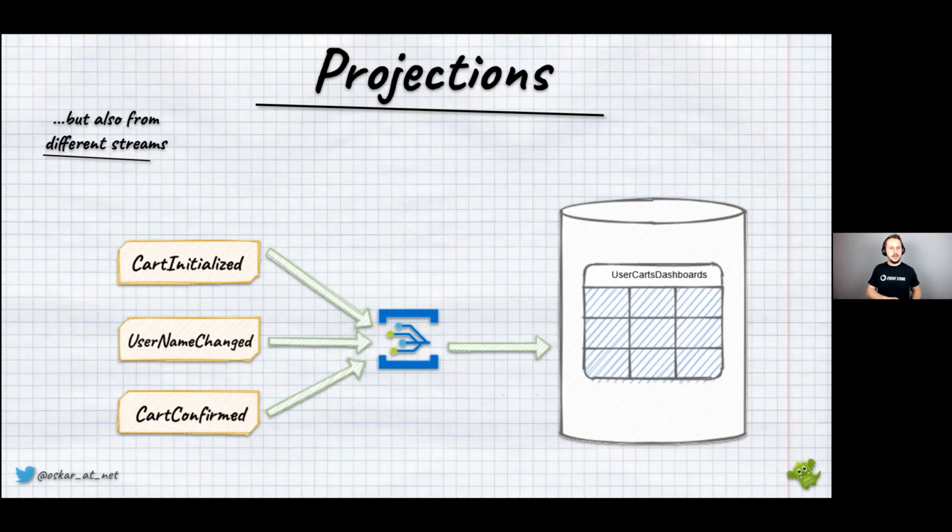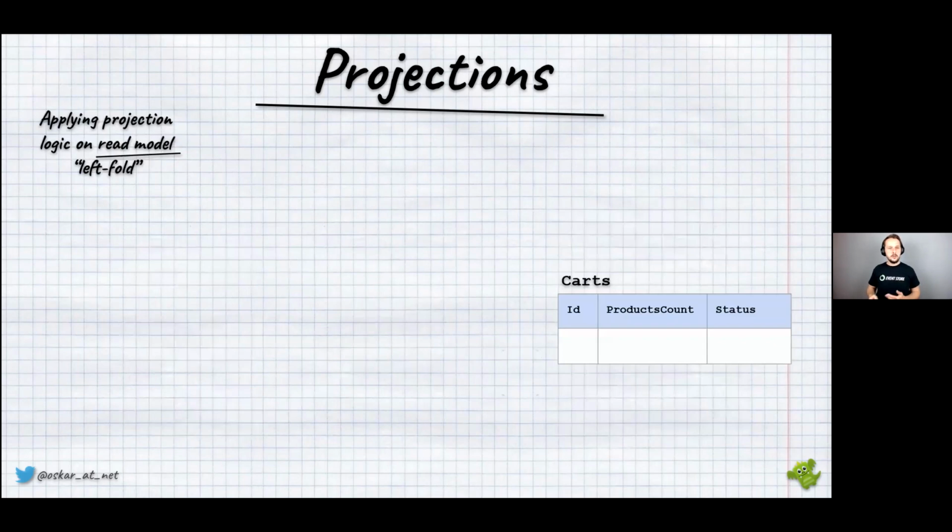And we can build from a single stream, but we can also take events from multiple streams. So for example, here, we can build a user carts dashboard where we will see all of the users with their shopping carts and the current state of their shopping carts. So what's the step in the life cycle they are at. In this case, we will take some events from the user stream and some events from the shopping cart stream. And how does that projection apply logic work?